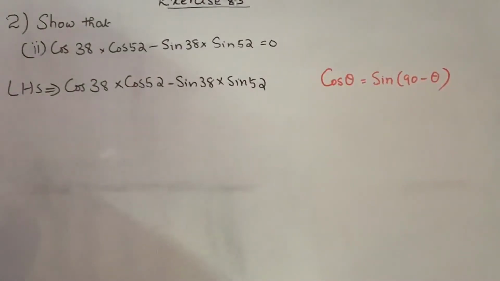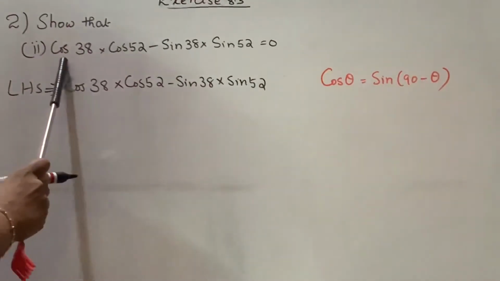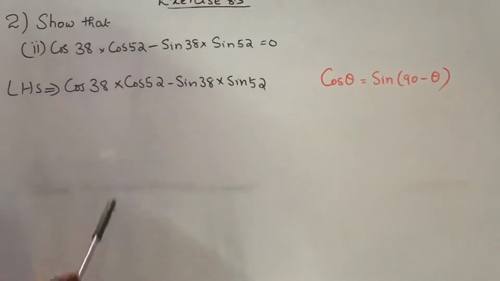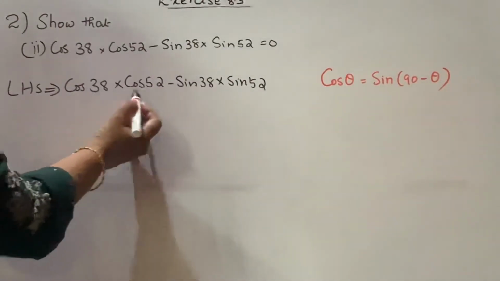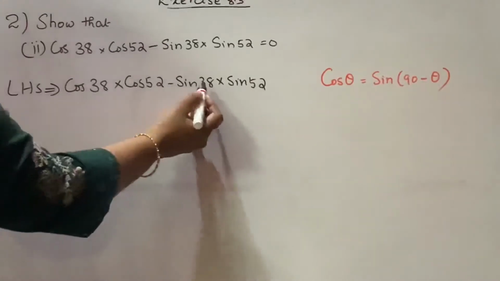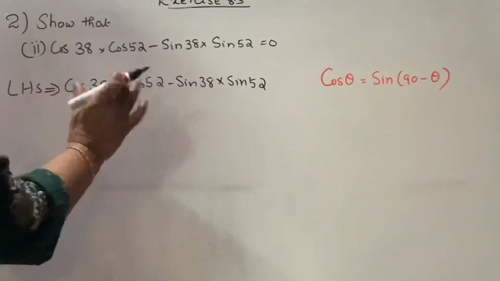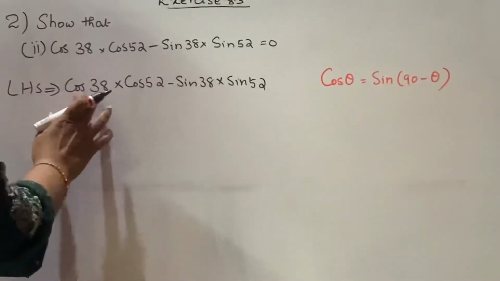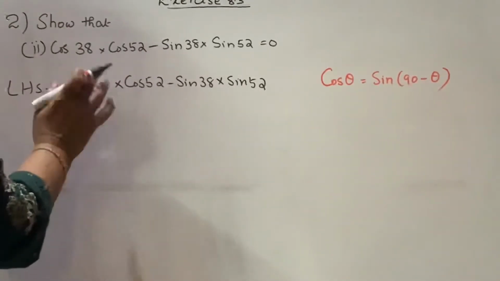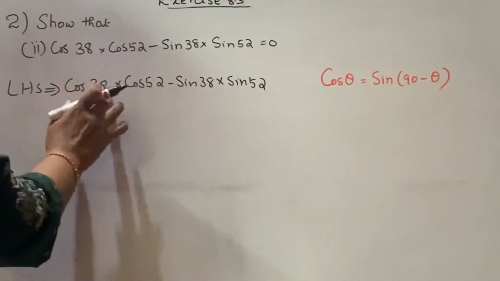Now look at the second part of the question. Cos 38 into cos 52 minus sin 38 into sin 52 is equal to 0. Here this is the LHS. Take LHS first. ഇവിടെ നോക്കിക്കോളൂ. These two angles are complementary angles. ഇതും complementary angles ആണ്. അപ്പോൾ ഇത് ഞാൻ ഓൾറെഡി റീഅറേഞ്ച്ഡ് ആയിട്ടുള്ള ഒരു ക്വസ്റ്റ്യൻ തന്നെയാണ്. അപ്പോൾ നമുക്ക് എന്ത് ചെയ്യാന്ന് വെച്ചാൽ ഏതെങ്കിലും ഒരു ആംഗിളിനെ മാറ്റാം. ഞാൻ ഈ 38 എന്ന ആംഗിളിനെ മാറ്റാൻ പോകുന്നു.